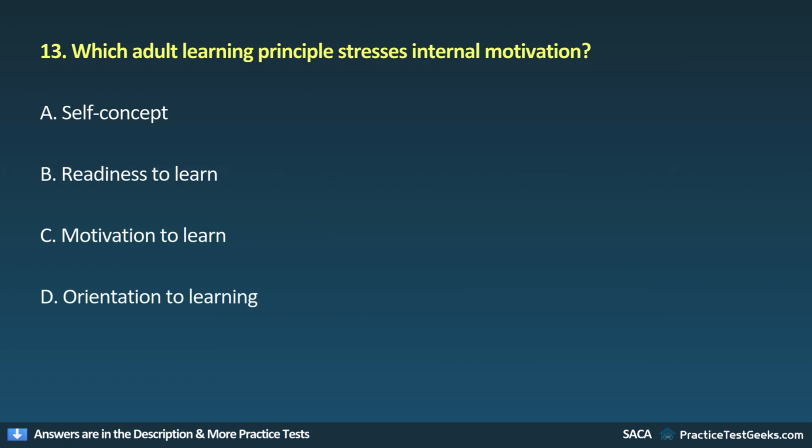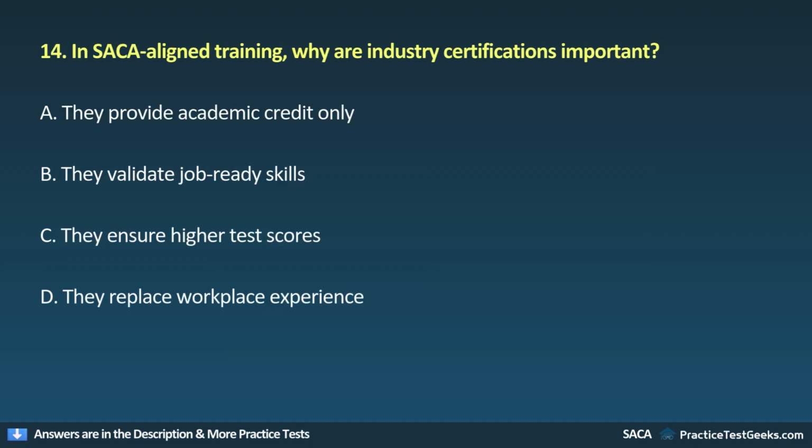13. Which adult learning principle stresses internal motivation? A. Self-concept. B. Readiness to learn. C. Motivation to learn. D. Orientation to learning.